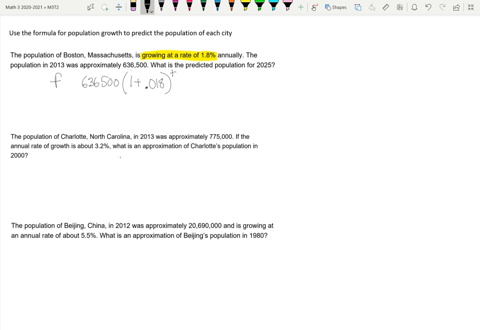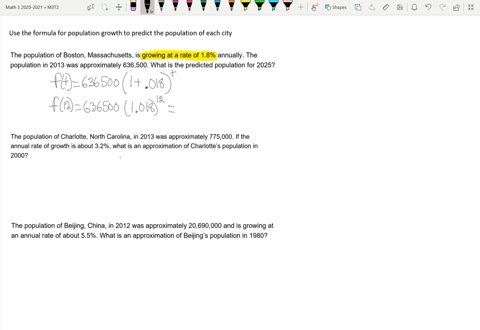Now, you have to remember that this function is going to be in accordance to 2013 being year 0. So for the predicted population for 2025, I'm going to have to plug in 12 in my equation. So that means I'm going to figure out 636,500 times 1.018 to the 12th power. And I'm going to rely on a calculator to do this.